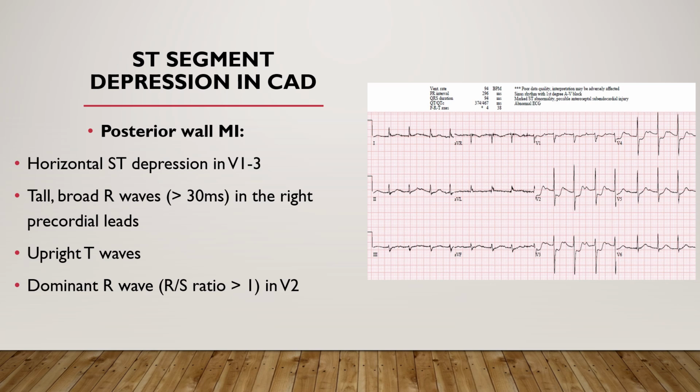So again, take a look at this 12-lead EKG on the right side of the screen, where you see ST segment depression in lead V2 and V3. You also see very tall R wave in lead V2 and upright T waves as well. So such patients, especially if symptomatic and new finding, should be treated as STEMI, or ST segment elevation myocardial infarction.